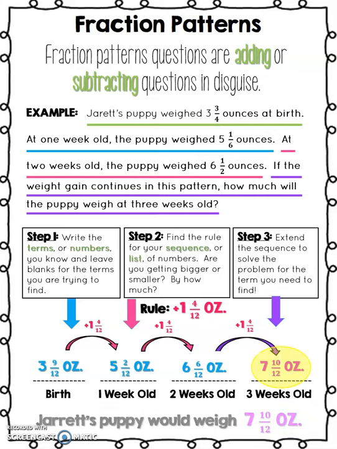So to answer this question, I could say that Jarrett's puppy would weigh 7 and 10/12 ounces. We could also rewrite this in simplest form and say that Jarrett's puppy would weigh 7 and 5/6 ounces if the question asked us to. So be on the lookout for these fraction pattern questions, but don't get thrown off by them because they're really just an adding or a subtracting question in disguise.